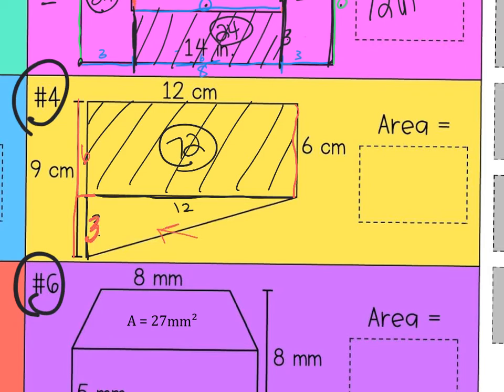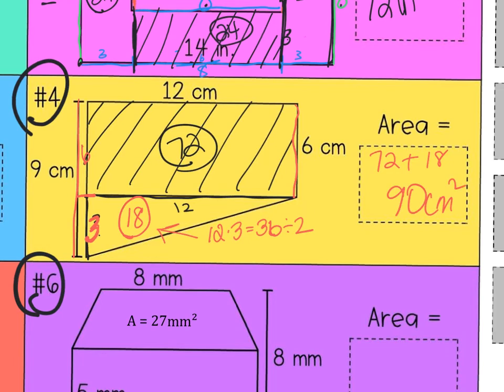Now the crazy thing about triangles is after you multiply, you have to divide by 2 because it's half of, in this case, half of a rectangle. So 36 divided by 2 is 18. So now I'm going to take 72 plus 18 and I get 90 centimeters squared.